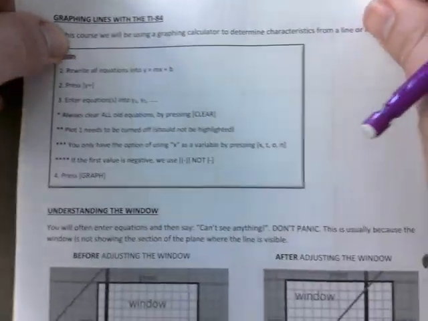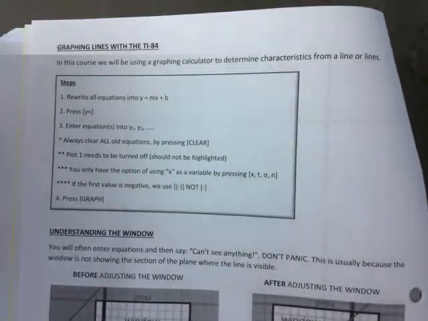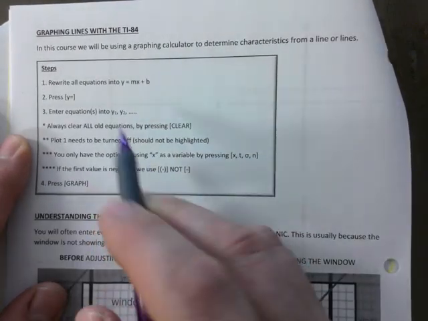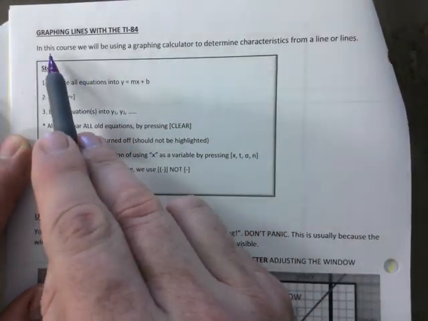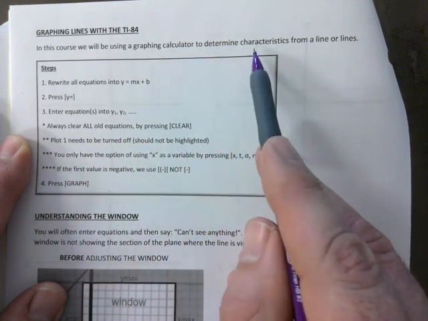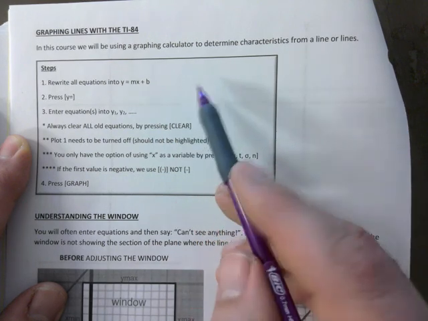This is where we start talking grade 11 applied. Ideally you would have just done linear equations in grade 10 and then joined me here with this unit right after. It gets more fun, I would say, with this one. In this course, we will be using a graphing calculator to determine the characteristics from a line or lines.